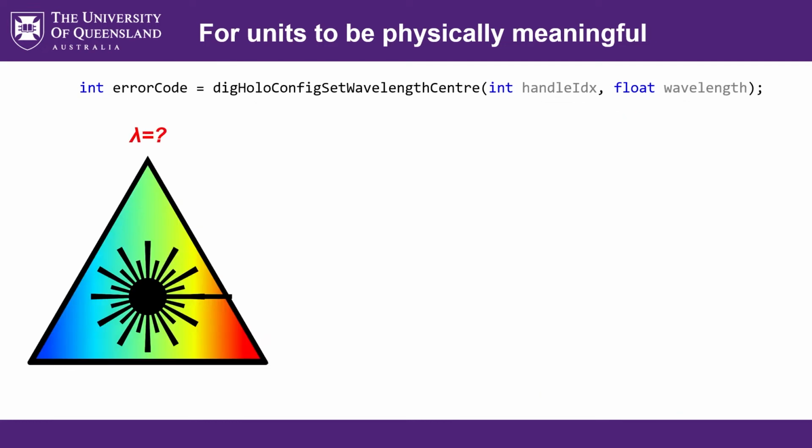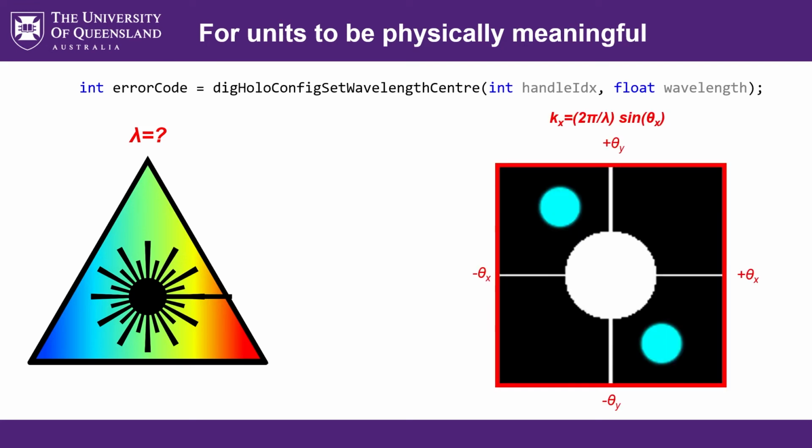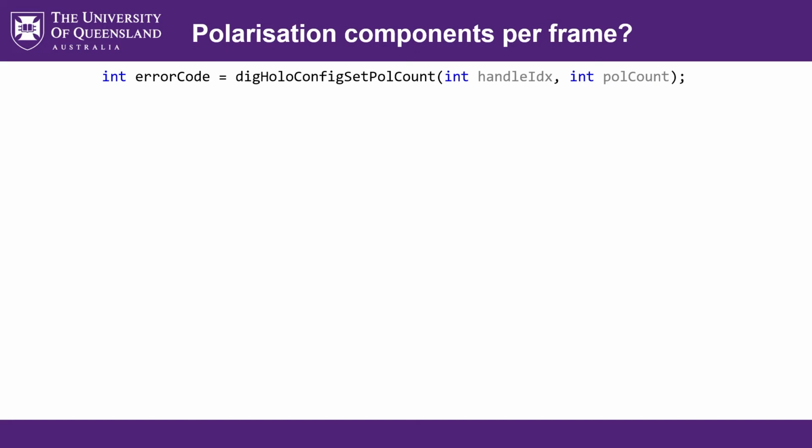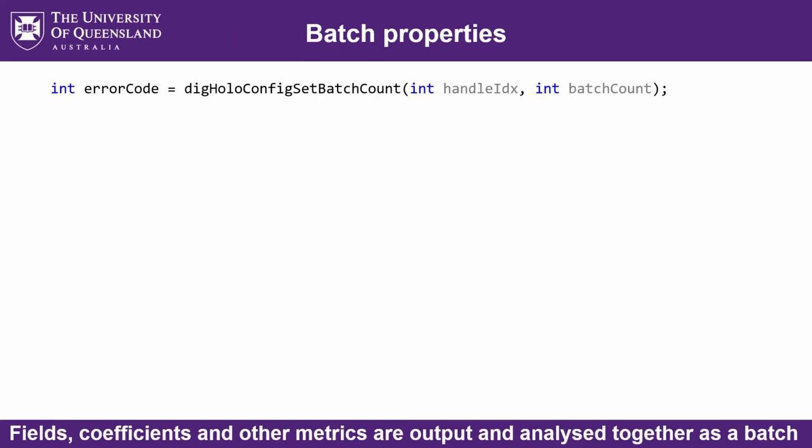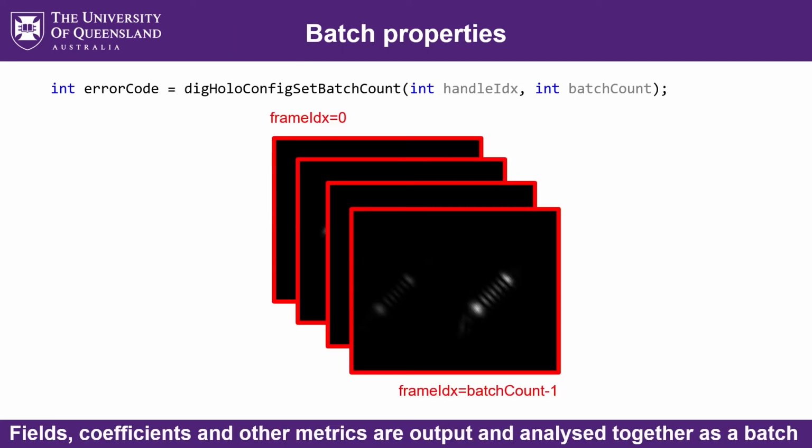Similarly, you'll also have to set the operating wavelength. Again, processing will work without it, but in order to convert spatial frequency to k-space to angles in a physically meaningful way, you'll need to specify what the wavelength is. Another thing you want to specify is the number of polarization components, 1 or 2. There's also the number of frames per batch count. This defines how many frames will be processed together as a batch during one process pipeline run.